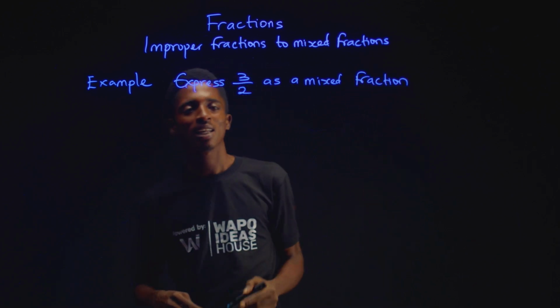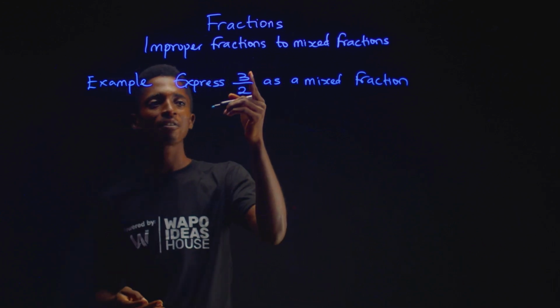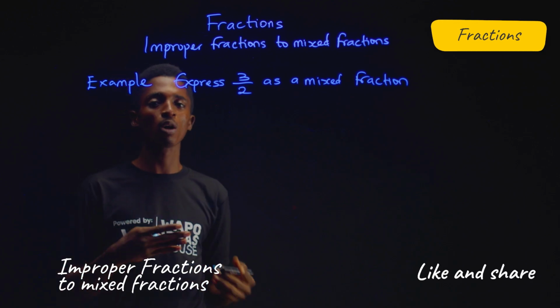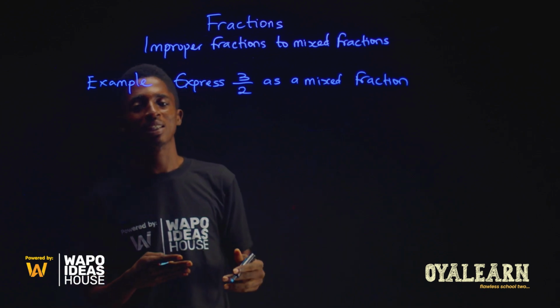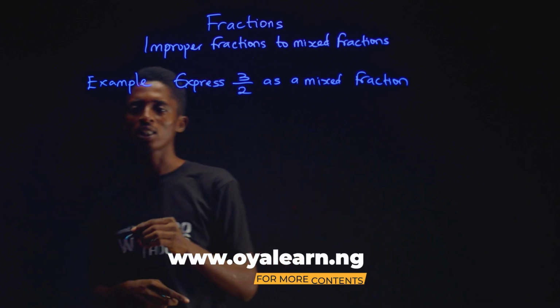To express this as a mixed fraction, what we have to do is divide 3 by 2, and the number of times it will go becomes your whole number. And what is left, that is the remainder, will be written as your numerator, and then 2 remains our denominator. This is what I mean.